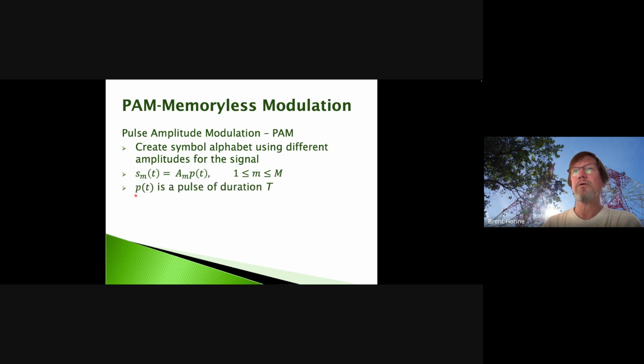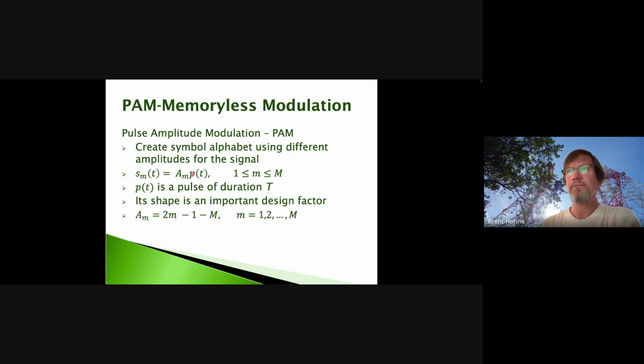And so p of t is a pulse of duration cap T, right? Or we could put T sub s in there, most likely. Its shape is an important design factor, and we'll look at that in the future, right? But you can just assume that it's like a pulse of a cosine for now, right? A rectangular pulse of a cosine signal, right?